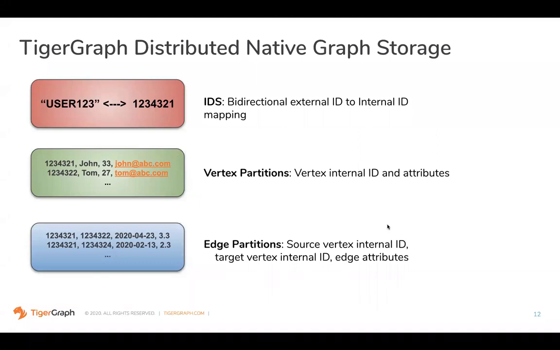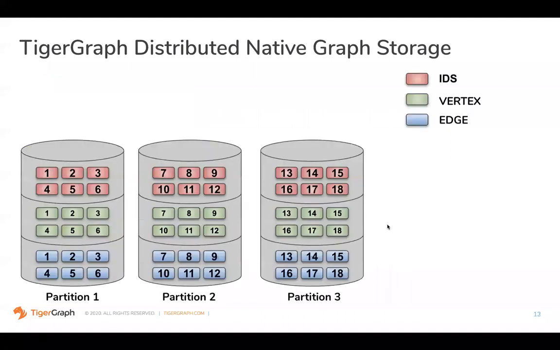First is the IDs, which is basically the bidirectional mapping between external and internal ID of each record in the database. The second is obviously the vertex data. As you store vertex partition data, all of the attributes for each vertex are stored alongside in the same location, so they're co-located. And edge data is basically partitioned by source and target internal ID keys. And then obviously all of the attributes of the edge are also stored together. So these three pieces of information are stored in segments inside each partition.